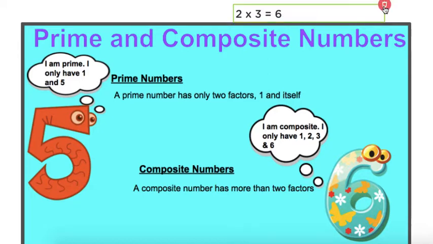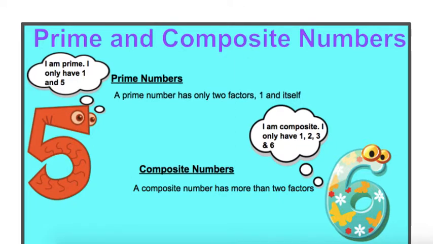That's exactly what we're going to be doing today. And then after we find the factor pairs, we're going to determine if the number is prime or composite. A prime number means that it only has two factors, the number 1 and that number. For example, our friend number 5. He's prime because he only has number 1 and the number 5 as a factor, whereas number 6 is composite because it has more than two factors. This number 6 has the number 1, the number 2, the number 3, and the number 6 as factors.